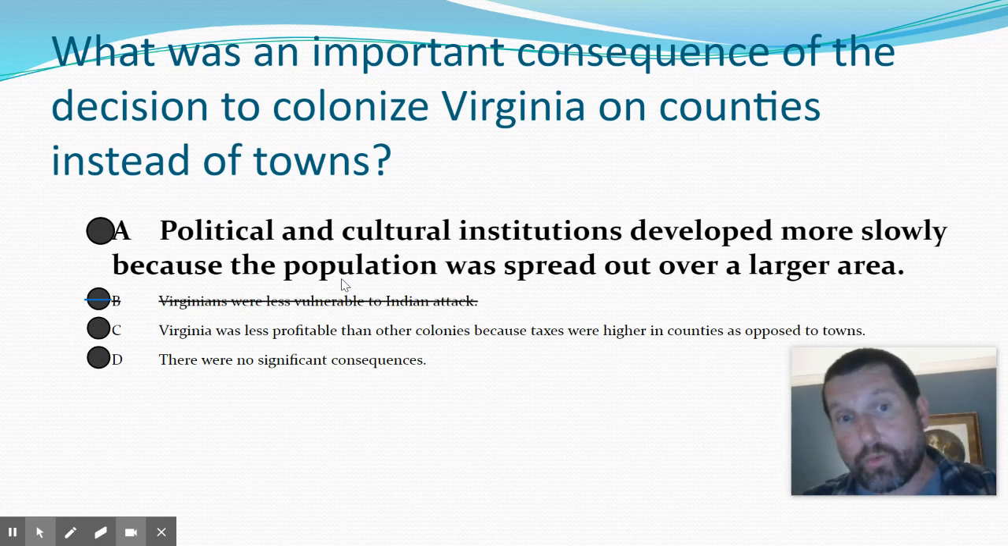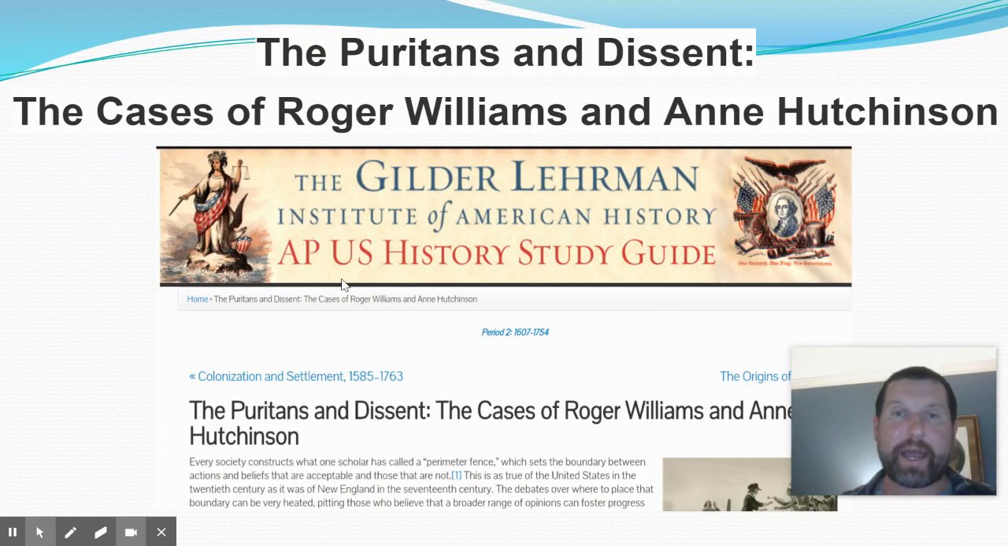The Virginians, by the way, were definitely more vulnerable to Indian attack. The same would go for the Chesapeake region, and that's going to be part of the story when we get into Bacon's Rebellion. Okay, so hopefully you got those things right, or at least you understand now. We talked about a lot, but I want you to keep in mind that generally speaking, we see cultural regions form between these three sections: New England, the middle colonies, and the southern colonies.